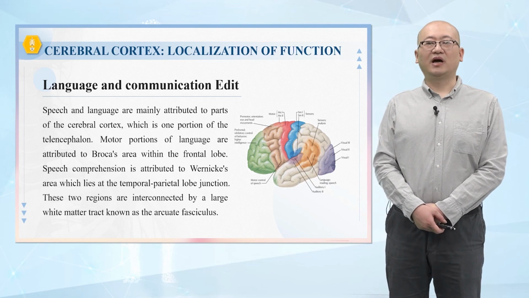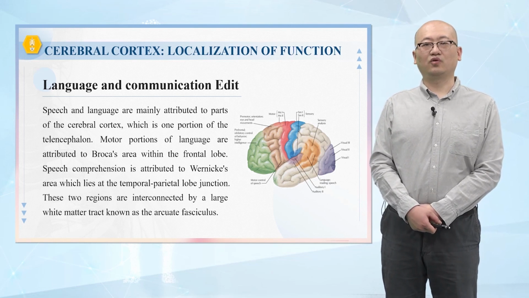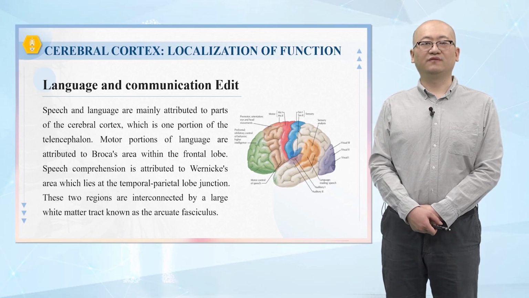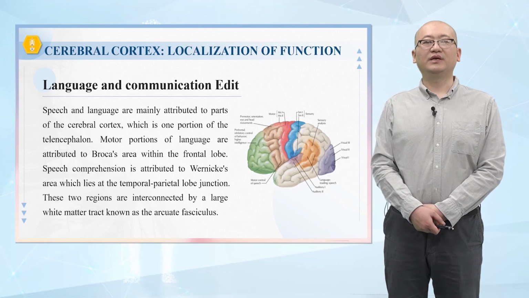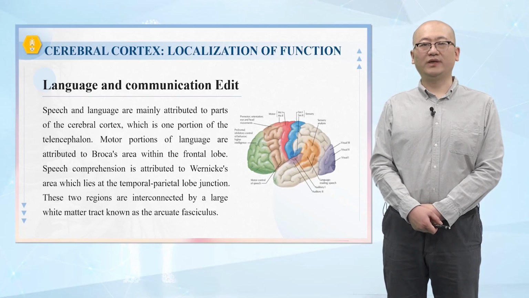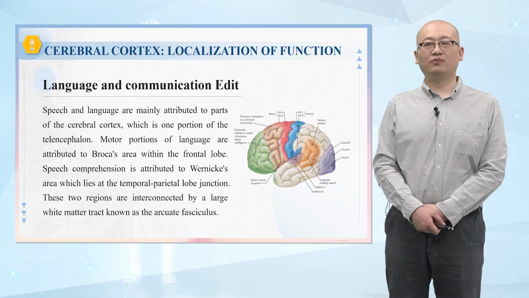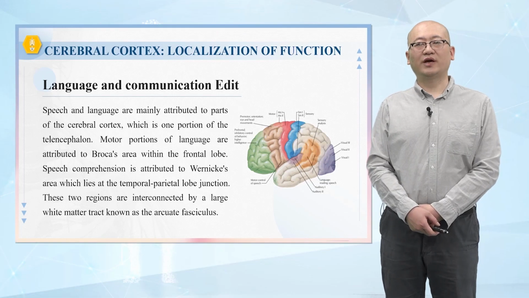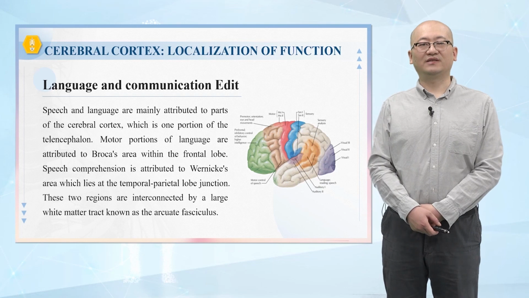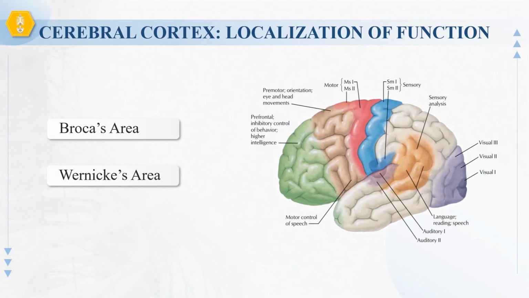Speech and language are mainly attributed to part of the cerebral cortex, which is one portion of the telencephalon. The motor portion of language is attributed to Broca's area within the frontal lobe. Speech comprehension is attributed to Wernicke's area, which lies at the temporal-parietal lobe junction. These two regions are interconnected by a large white matter tract known as the arcuate fasciculus. Broca's area therefore is correctly identified as the area of the brain responsible for speech production.